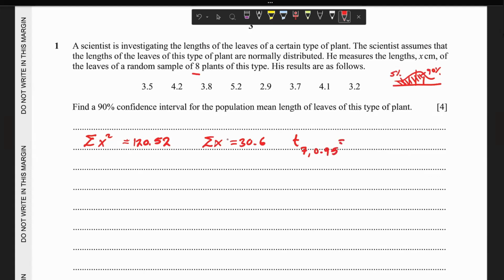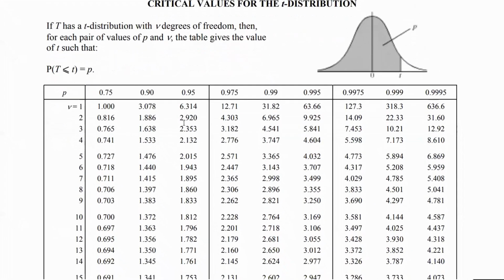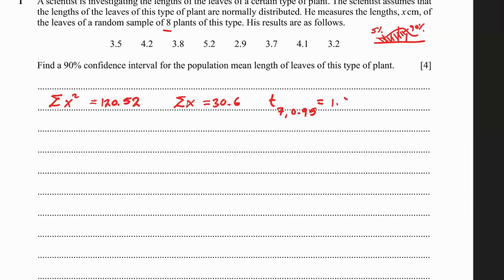So what's that? We go to the tables, critical T value table, and we go to 7 degrees of freedom and 0.95, which is 1.895. That's the value we're looking for, 1.895. So 1.895 is what we're going to be making use of. Well, I think what we have is fine.